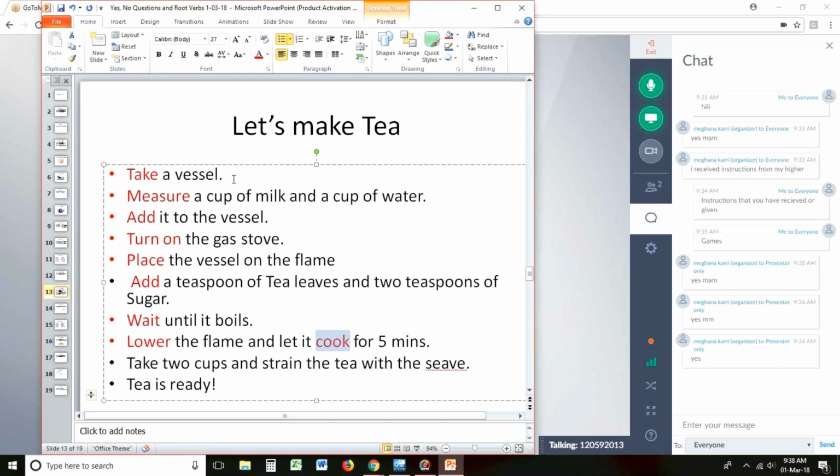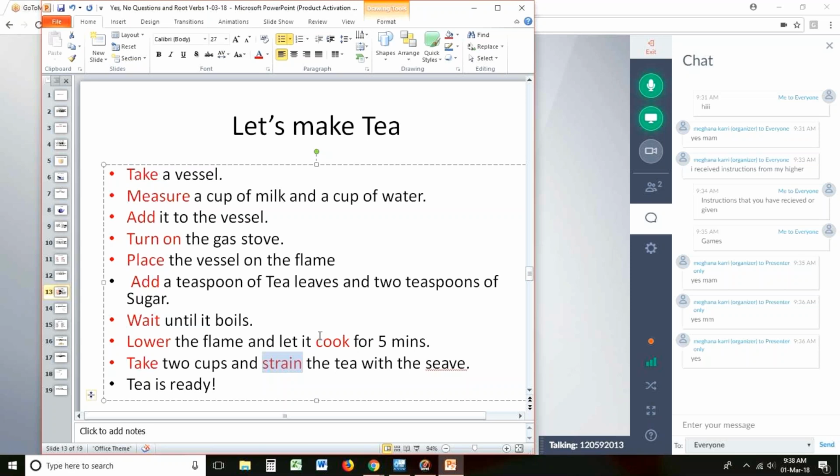All right, and then you take 2 cups, again take 2 cups, and strain the tea with the strainer or the sieve. All right, so these are the instructions that I told you when we were speaking about making tea.